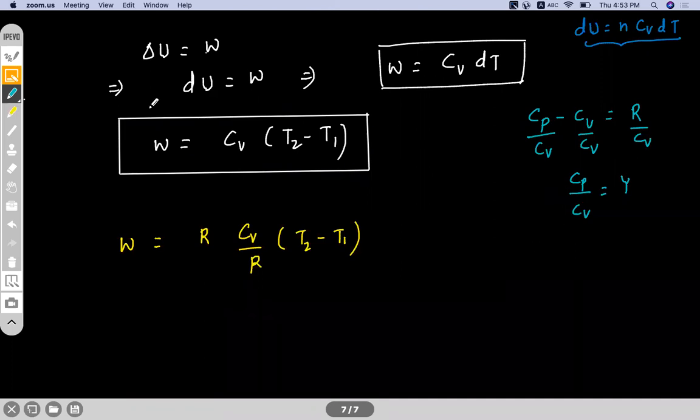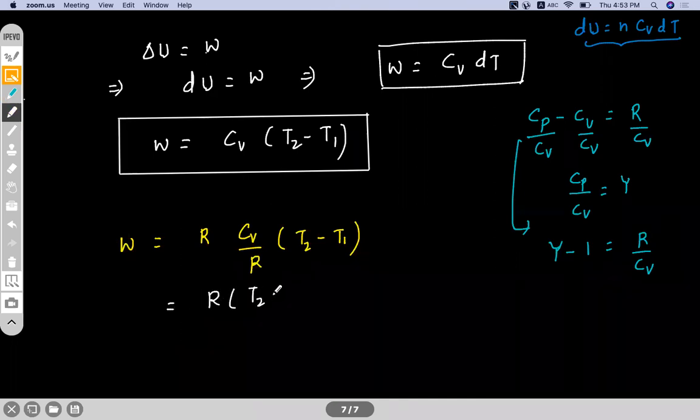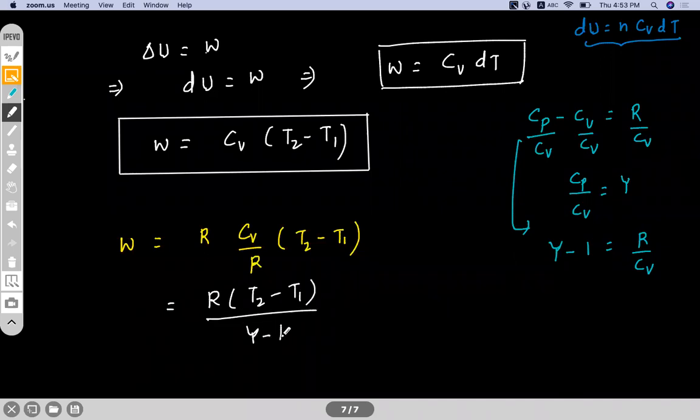Simple, you see. So what we get from this expression, Cp by Cv is gamma, and gamma minus one equals R by Cv. So Cv by R is what? Cv by R is 1 by gamma minus 1. That value I'll substitute here. So we get R (T2 minus T1) divided by gamma minus 1.